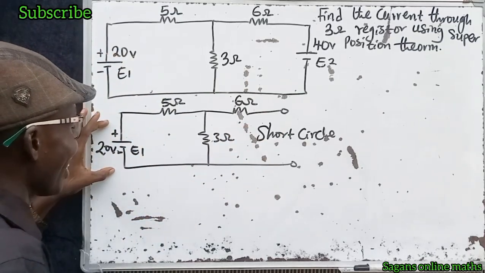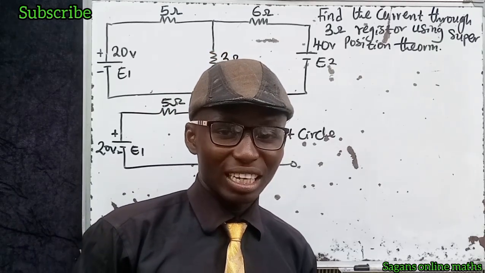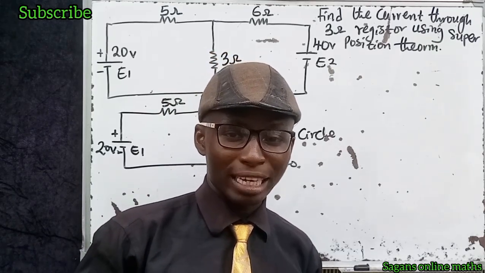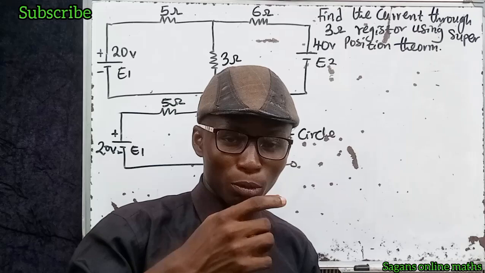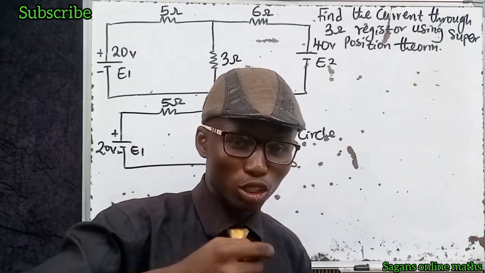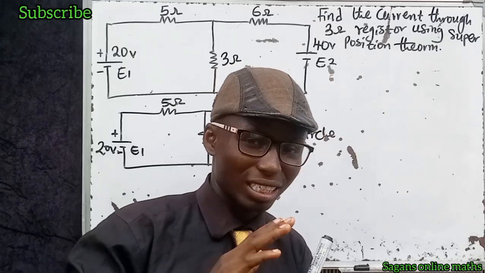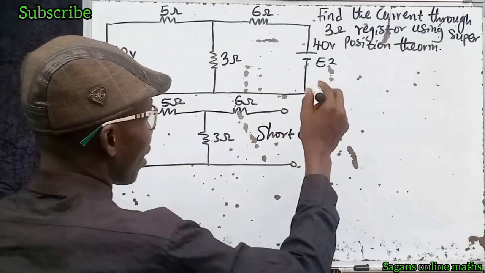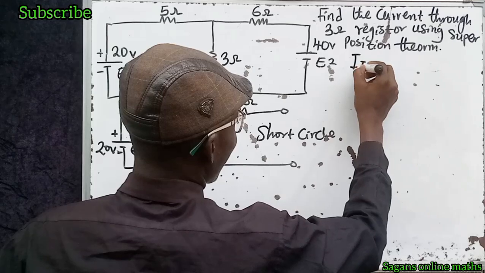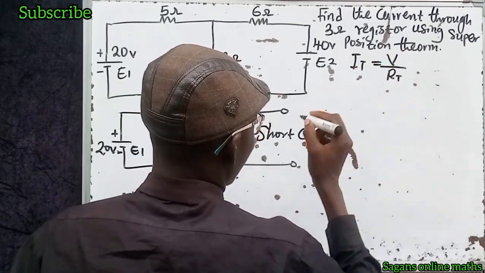Okay, very simple. Now let me also draw your mind to Ohm's law. Ohm's law states that the current that flows in a metallic conductor is directly proportional to voltage and inversely proportional to resistance, provided the temperature remains what? Constant. It means that our total I is equal to V over total R, which is our total resistance.